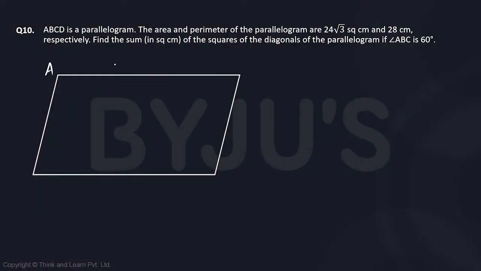ABCD is a parallelogram. So let's say this is the parallelogram ABCD. The area and perimeter of the parallelogram are 24 root 3 square centimeter and 28 centimeter. Find the sum of the squares of the diagonals of the parallelogram if angle ABC is 60 degrees. So this angle is given as 60 degrees.